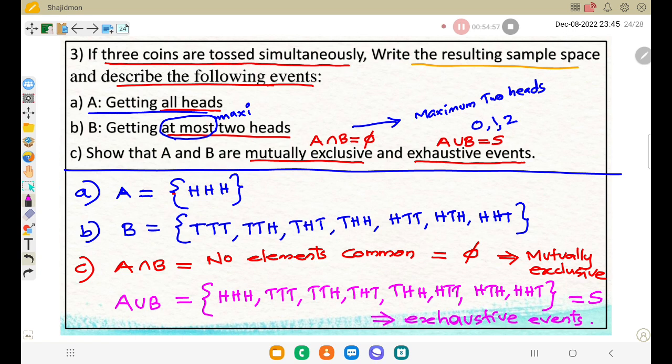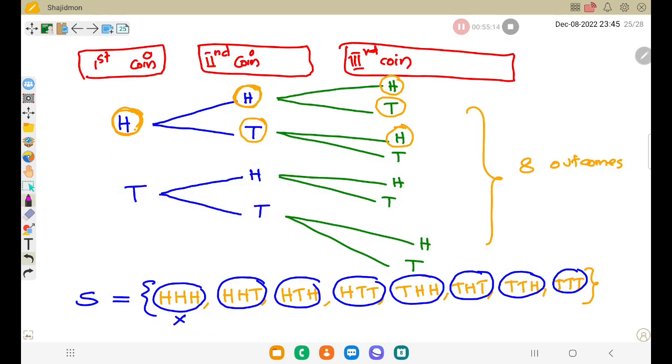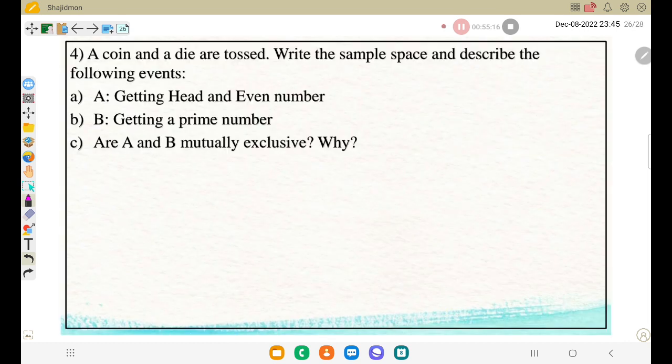So that is the third part of the question. You need to show mutually exclusive and exhaustive event. Mutually exclusive means intersection should be empty. Exhaustive means union should be the sample space. We need to show that one. That is the third part of the question. Hope you understood this question. Okay, now I will go to question number 4.